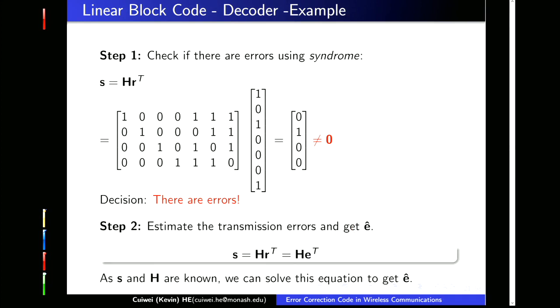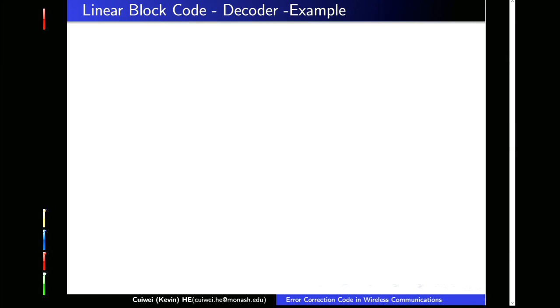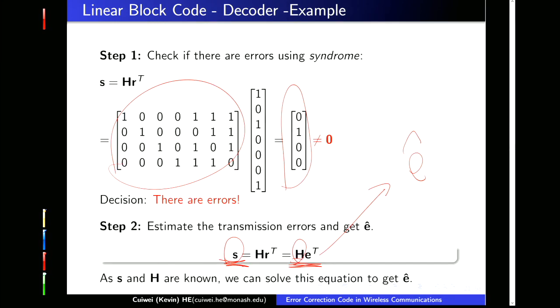Now we are going to solve this equation. We know S, the syndrome, which is here, and we know the parity matrix, which is here. Next we solve this equation to get the error vector. As I explained in the previous slides, the solution is not unique, because if we write them as an equation set, the number of equations is less than the number of unknowns. So we have multiple solutions.